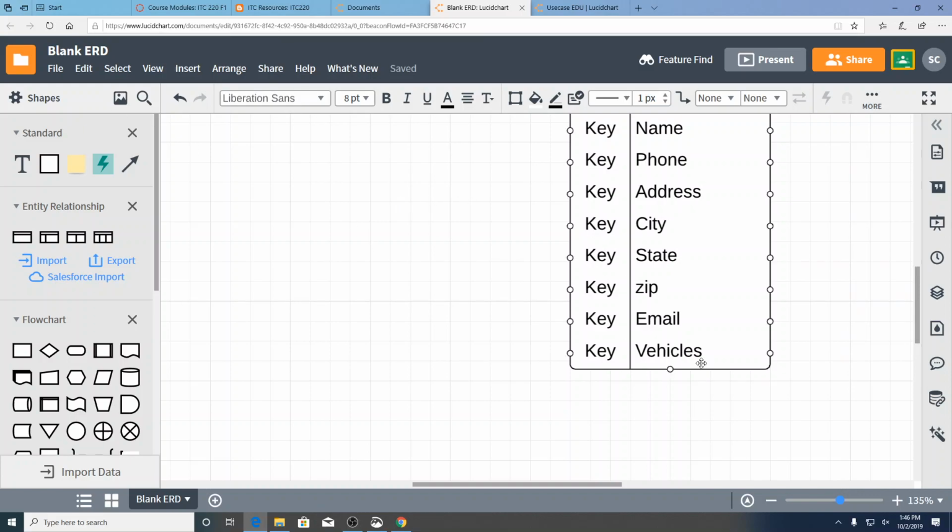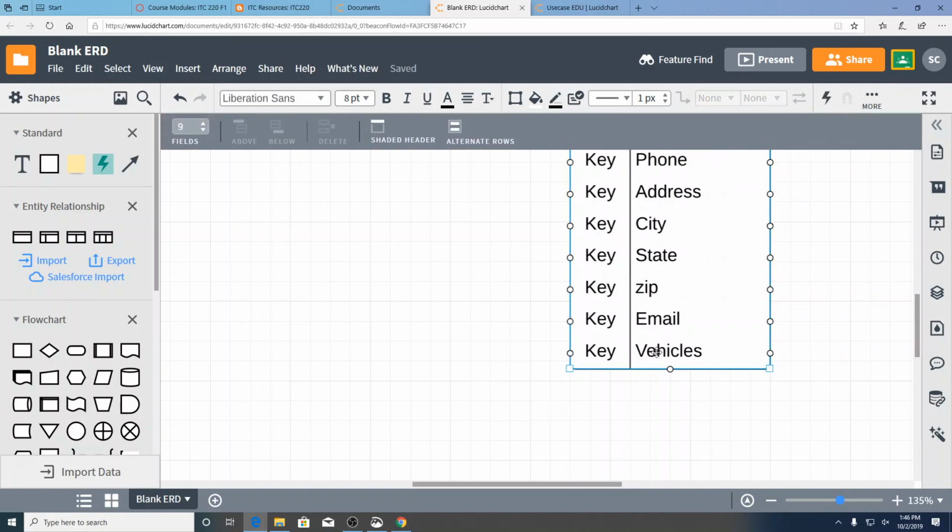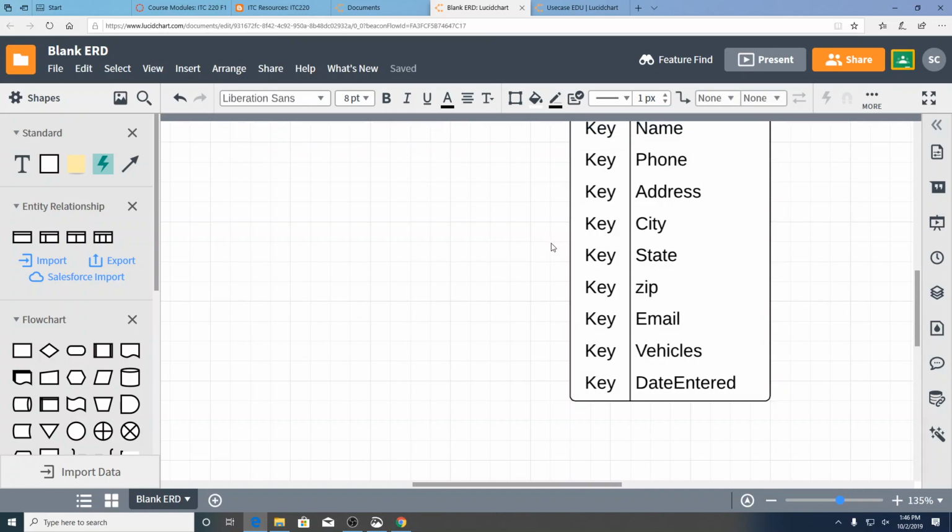I will add one more, which I think is actually always useful. The date added, or the date entered. It's actually really useful for almost anything to know what date something was ever entered or changed. Does that make sense?